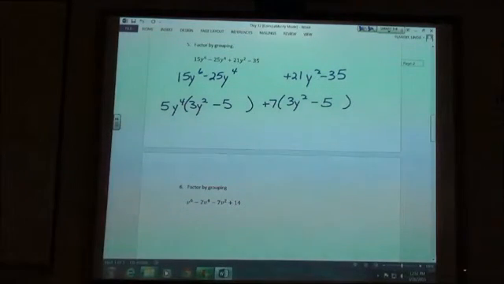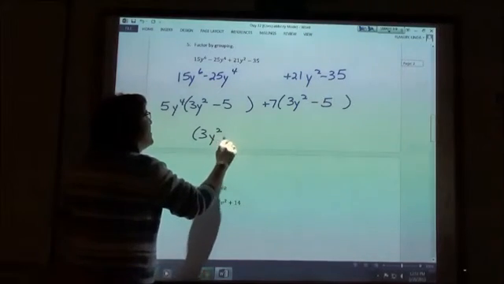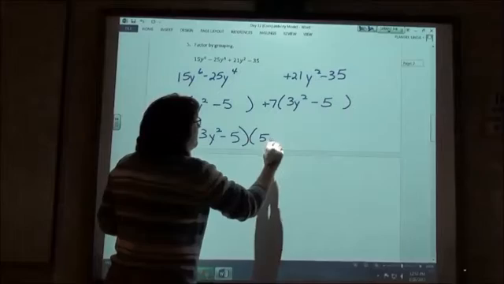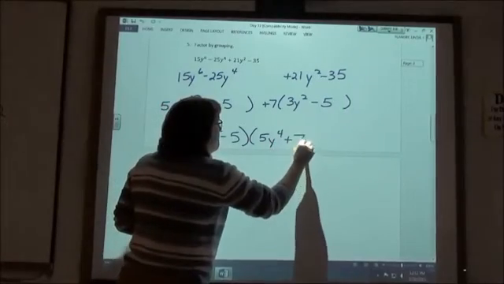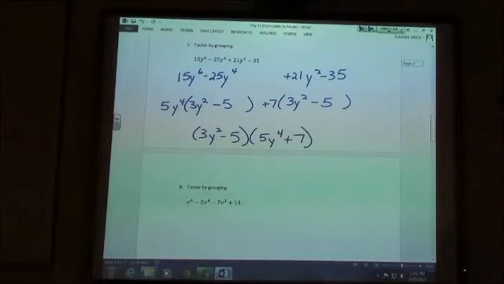So my common factor is that 3y squared minus 5. And my other factor would be 5y to the 4th plus my 7, right? And again, if I really wanted to, I could FOIL that out and check it.